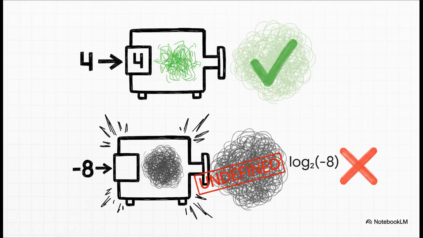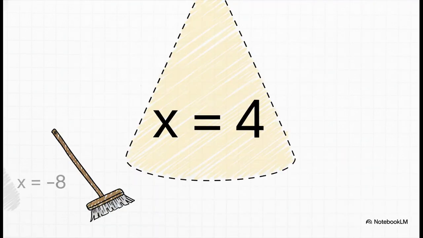Okay, let's check them. First, let's try x equals 4. If we plug that in, we get log base 2 of 4. That's fine. And log base 2 of 4 plus 4, which is 8, also fine. So x equals 4 looks good. Now let's try x equals -8. The very first term becomes log base 2 of -8. Whoa, red flag. Remember, you can't take the log of a negative number. That means -8 isn't a real solution. It's a fake. So, once we throw out that fake solution, we're left with just one real answer to that whole messy problem. x equals 4.